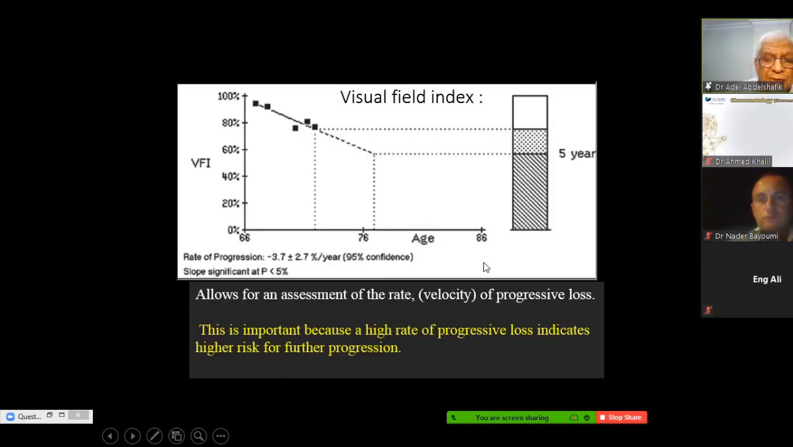Trend analysis shows you the rate, but it needs larger numbers of fields to get the result. I want to show you what's written here. Rate of progression minus 3.7% per year. And again, you have this plus or minus 2.7. This is the confidence interval. I just want to explain what that is.